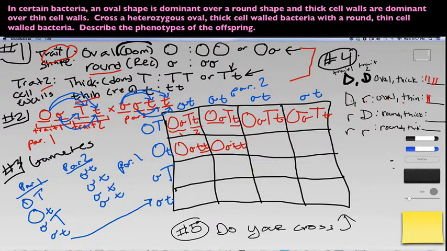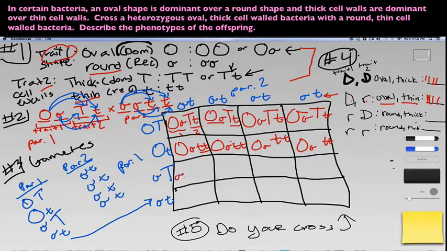That should be right there. And then we do the next box, and we'll start to notice a little pattern here. Because all these gametes up top are all the same, that's going to pretty much tell us that every little box in this row is going to be exactly the same. So we're going to end up with 4 phenotypes that are dominant for trait 1, oval, and recessive for trait 2.